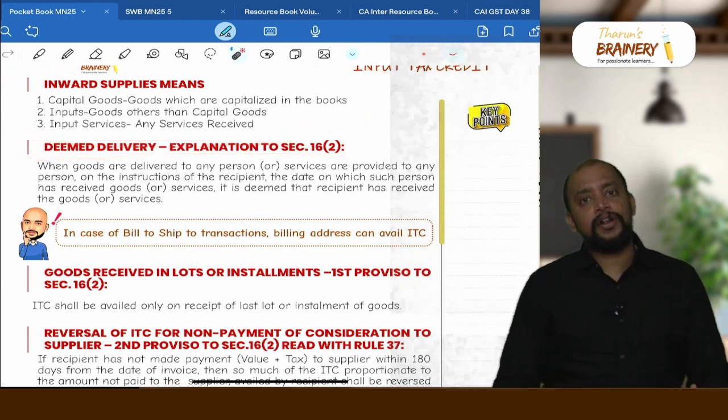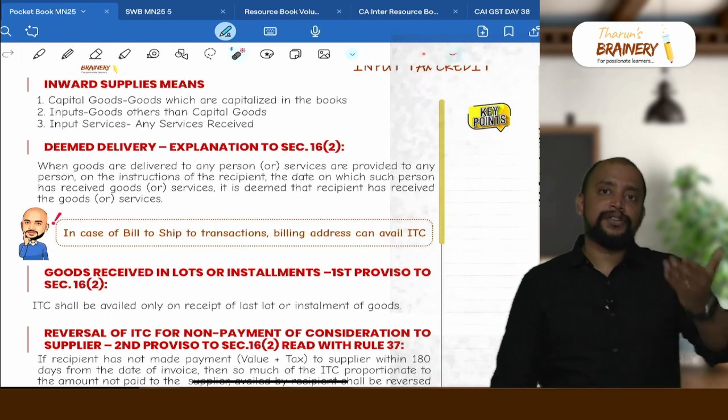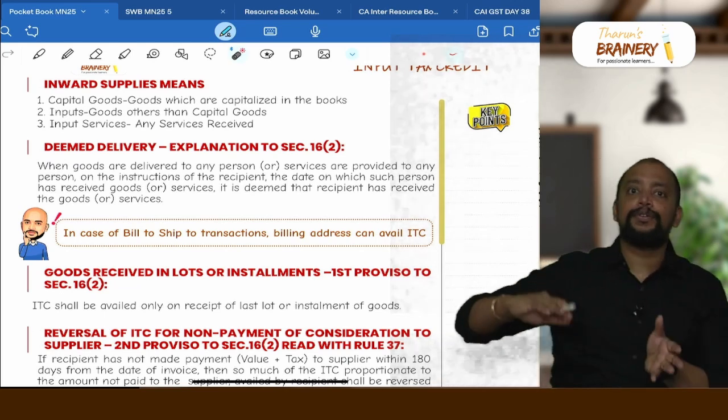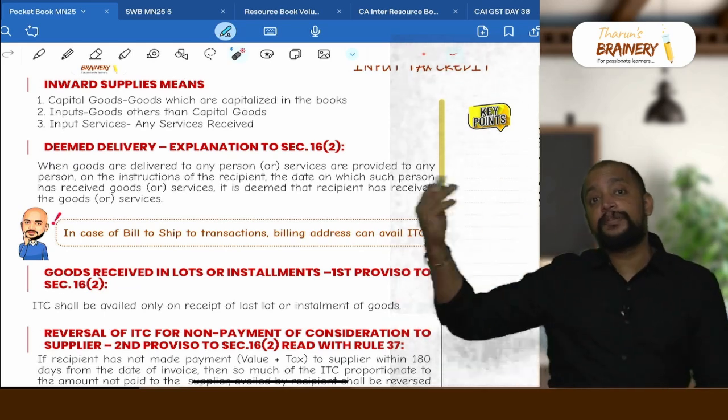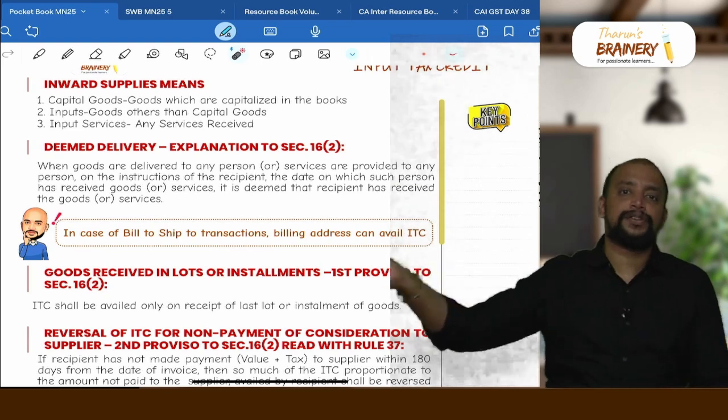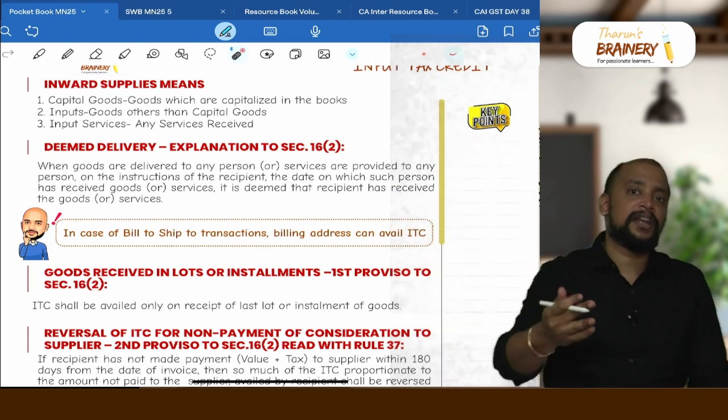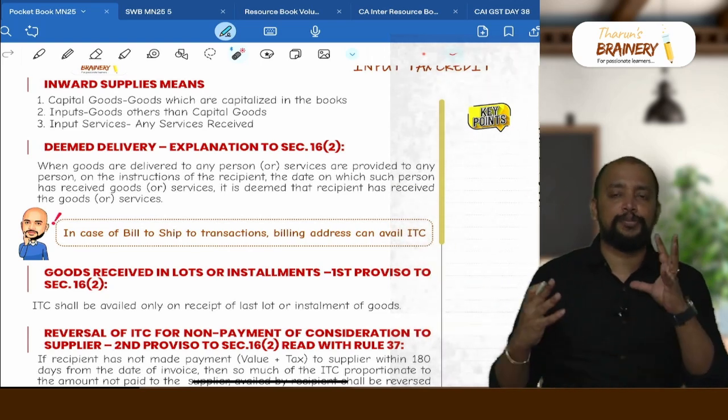When the goods are not received by the person, on the instructions of that person, when the goods and service are delivered to a third person, the date on which the third person has received the goods or service on the instructions of the registered person can definitely take ITC. For example, bill to ship to transaction.